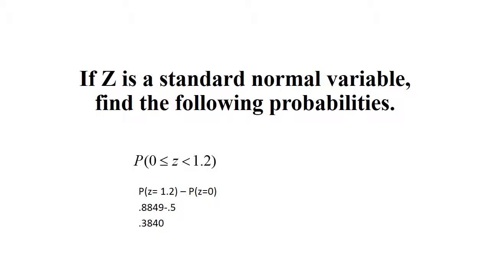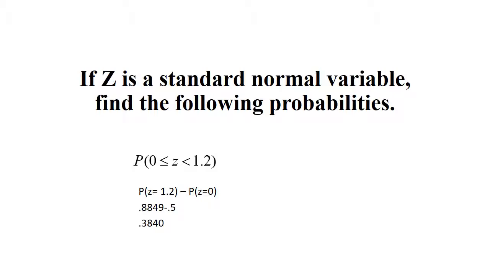The first question states to find the probability that your z-score is between 0 and 1.2. Anytime you're asked to find the probability between two scores, you look up the probability for each score, and then you subtract the two probabilities.